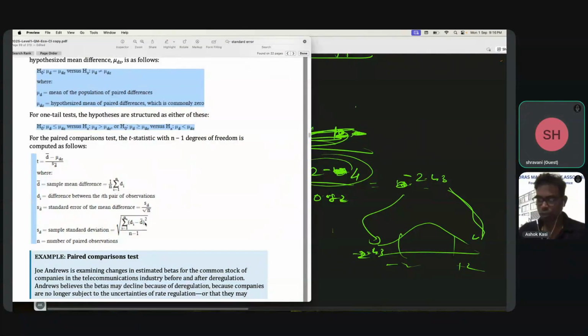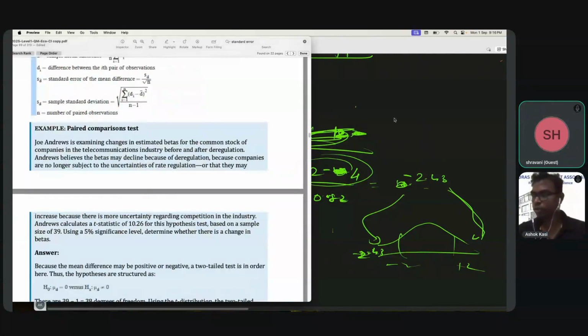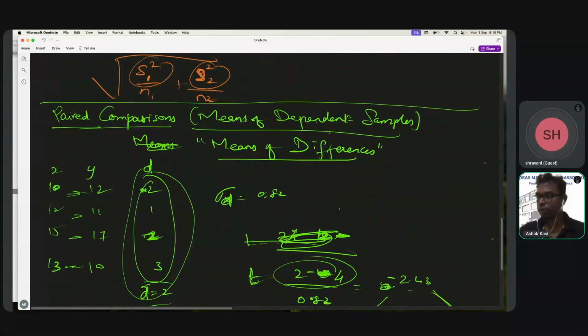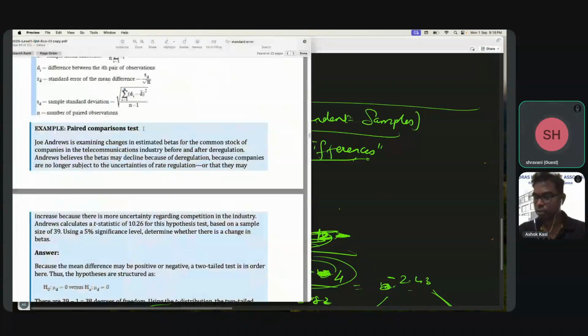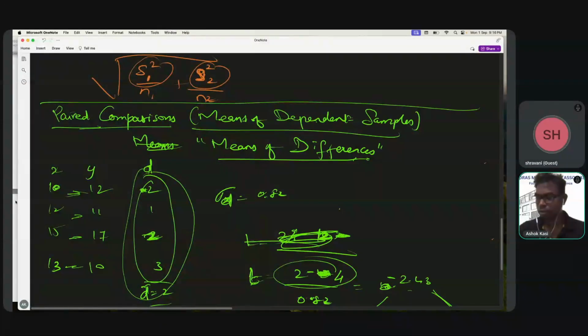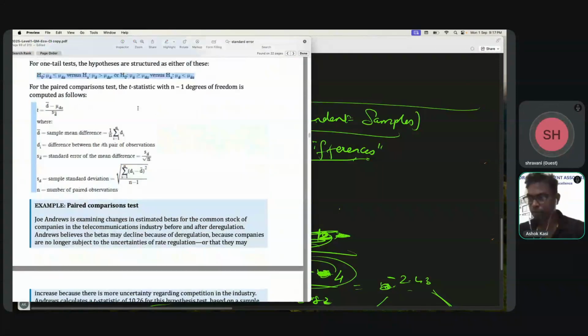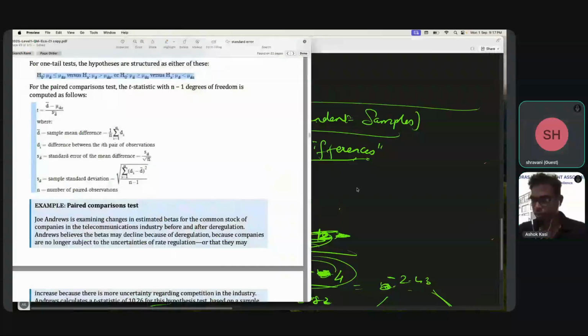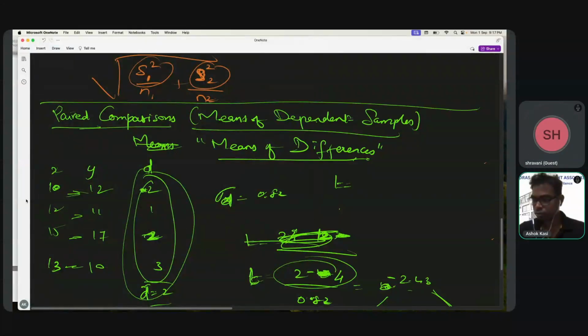So this is all done. Remember here, the point is paired comparison, or means of dependent samples, or means of differences is equal to this formula. T is equal to d bar minus mu divided by standard deviation of d bar.